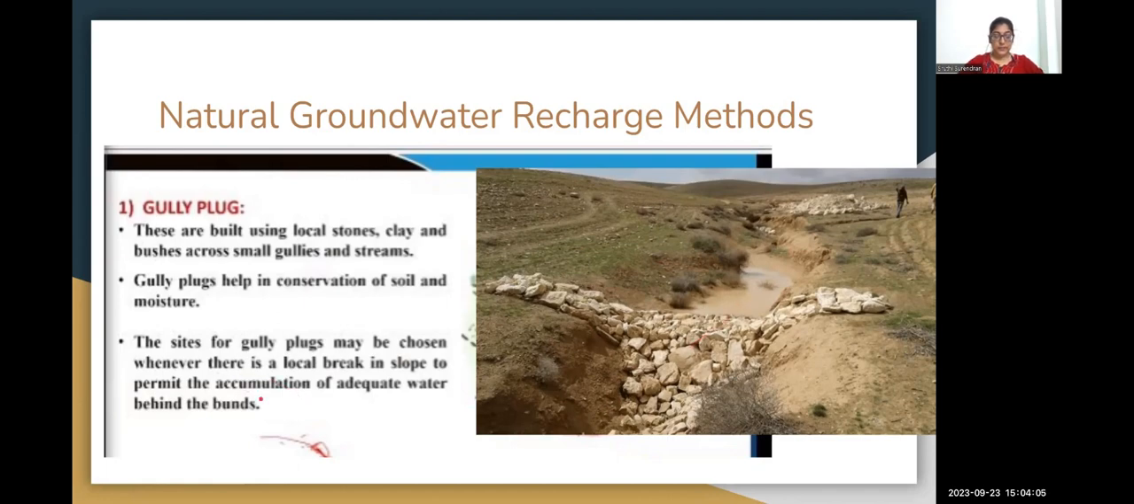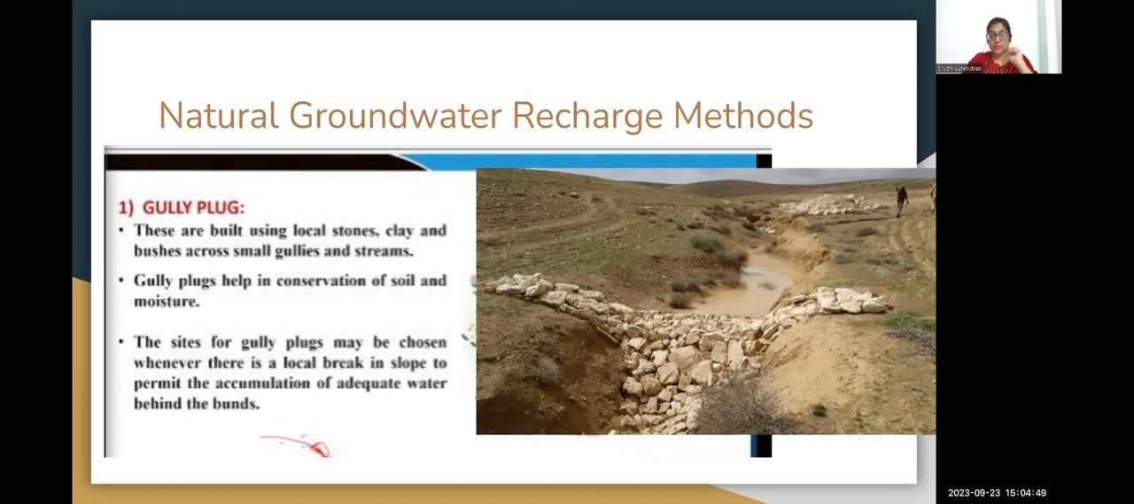One condition for which gully plugs are chosen is whenever there is a local break in the slope to permit the accumulation of adequate water behind the bunds. A break in the slope means the water will be flowing at a level, and then there will be a sudden change in that level. It's not a very steep variation, but when it is flowing at a particular slope and then moves on to a different slope, at such points these gully plugs are generally placed so that water accumulation can happen and it can naturally recharge.